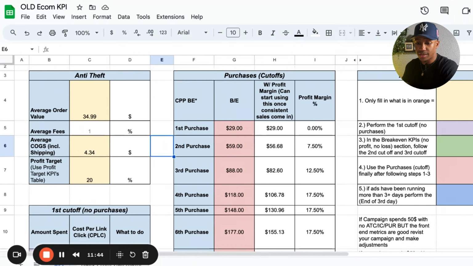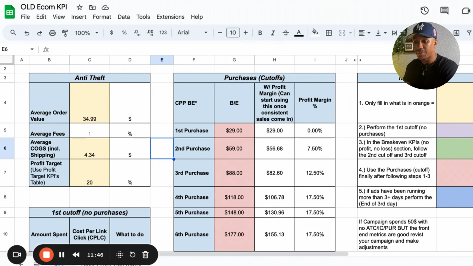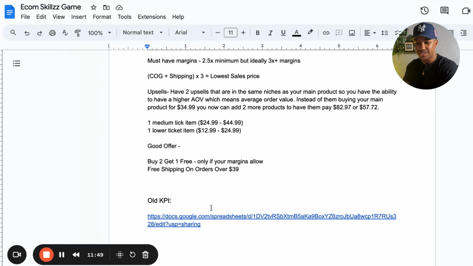I'm gonna have a video showing how to cut your ads effectively, how to run your first campaign to start getting consistent sales with your store. But this is super big. You got to make sure that you have the right KPIs. And once again, I have this attached to this page. But these are the most important things to make sure that you get profit with your online store.